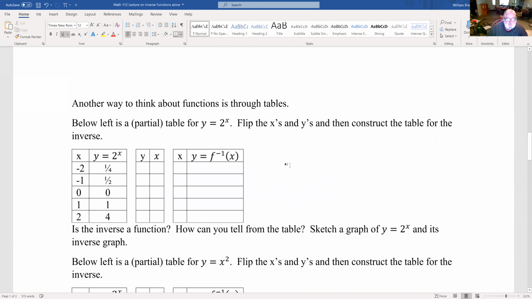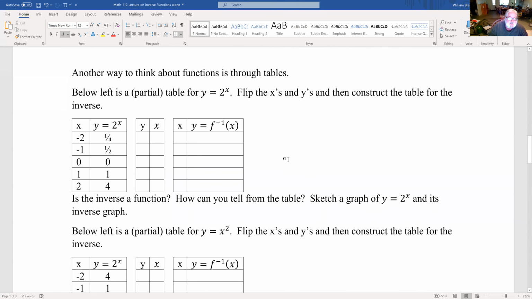Okay, so another way to think about functions is as tables. Here's a table for y equals 2 to the x, with x values -2, -1, 0, 1, 2. 2 to the -2 is 1/4. 2 to the -1 is 1/2. 2 to the 0 is 1. 2 to the 1 is 2.